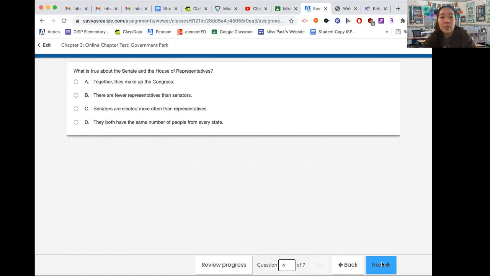Number 4, what is true about the Senate and the House of Representatives? Together, they make up the Congress. There are fewer representatives than senators. Senators are elected more often than representatives. They both have the same number of people from every state. That is not true. They do not have the same number of people from every state. Remember, the Senate, they pick 2 from every single state. So there's 50 states and there's 2 senators each, so there's only 100. The House of Representatives, there's like 465 of them. It depends on how many people are within that state, and they're going to have more depending on the amount of people. Together, they make up the Congress. Very good.